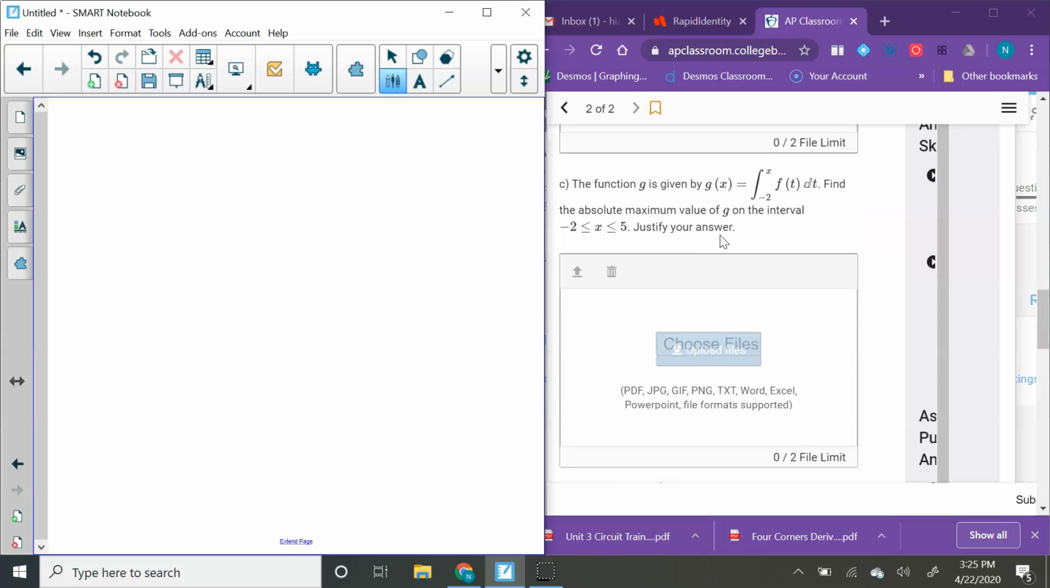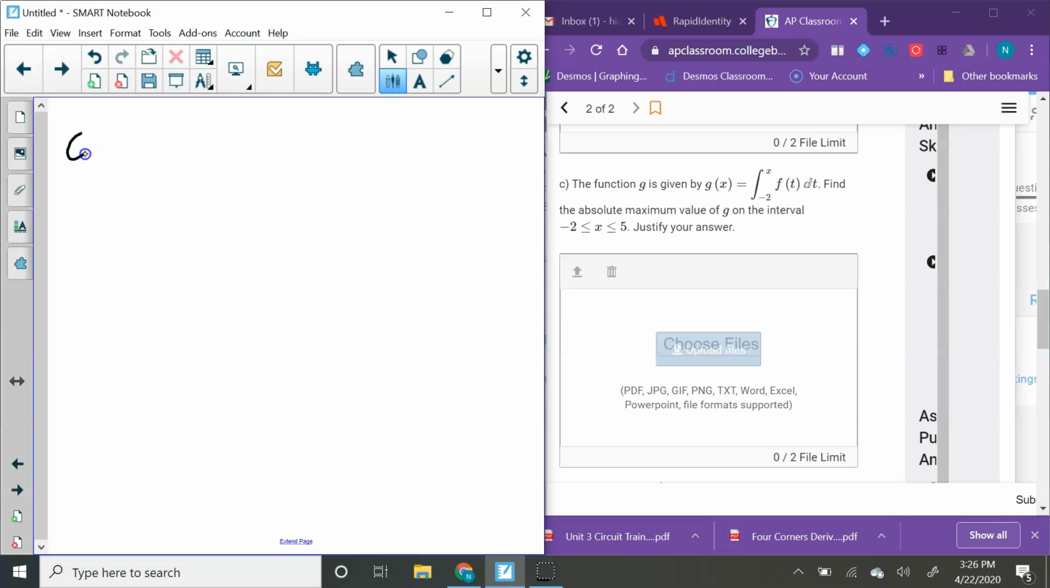Part C says the function g is given by g of x equals the integral from -2 to x of f of t dt. Find the absolute maximum value of g on the interval from -2 to 5. Justify your answers. So this is something we've been seeing a lot on our problems lately, is an absolute maximum. And an absolute maximum happens either at a critical point where we're switching from positive to negative on the derivative, or it happens at an endpoint. So don't forget, for these you have to check your endpoints in this case.